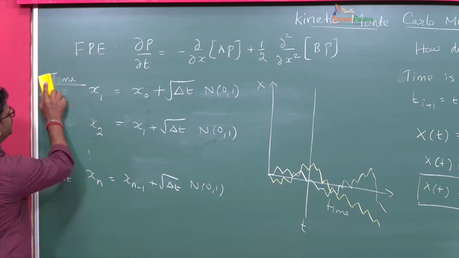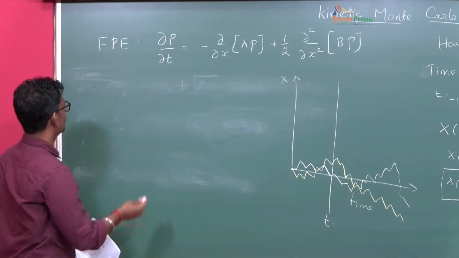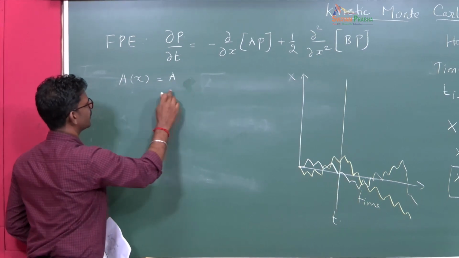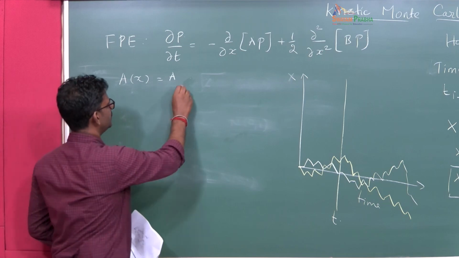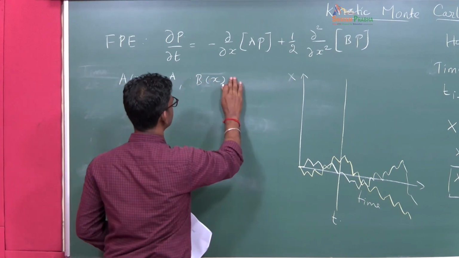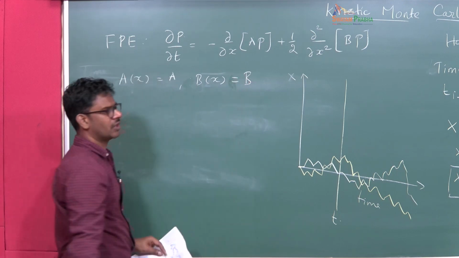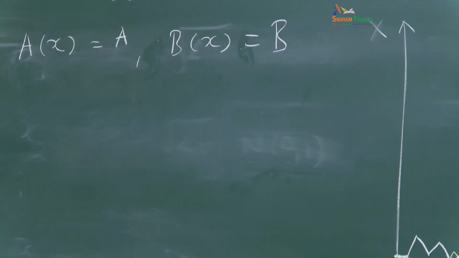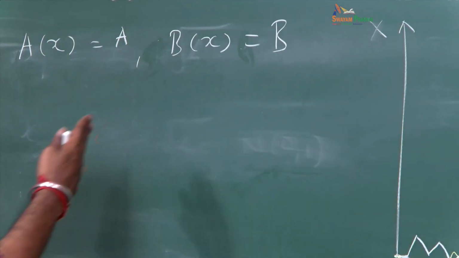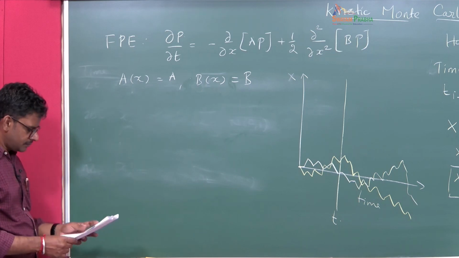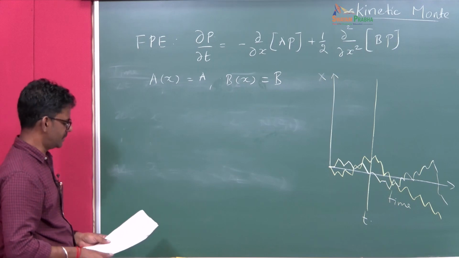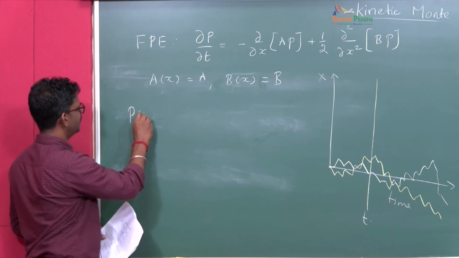Now, let us take a slightly different case where a of x is given as some constant a, so it is a non-zero drift, and b of x is some value b which is also constant. In this case, by the way, this is also a process that has an analytical solution.